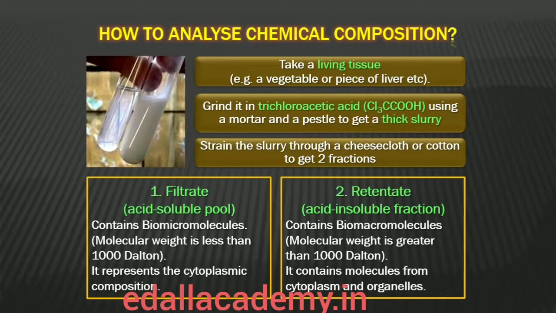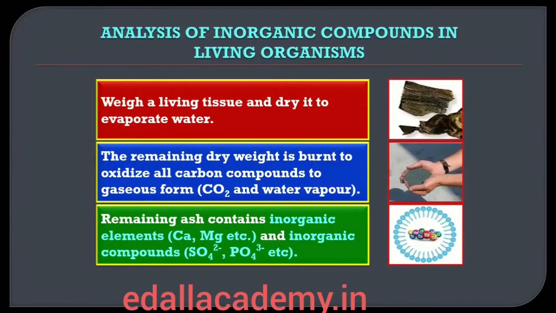If we strain this through a cheesecloth or cotton, we would obtain two fractions. One is called the filtrate, or more technically the acid soluble pool. The second one is the retentate, or the acid insoluble fraction. Scientists have found thousands of organic compounds in the acid soluble pool. Inorganic compounds like sulfate, phosphate etc. are also seen in the acid soluble fraction.